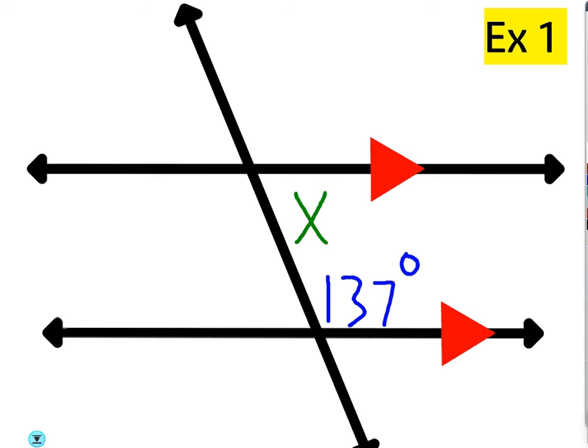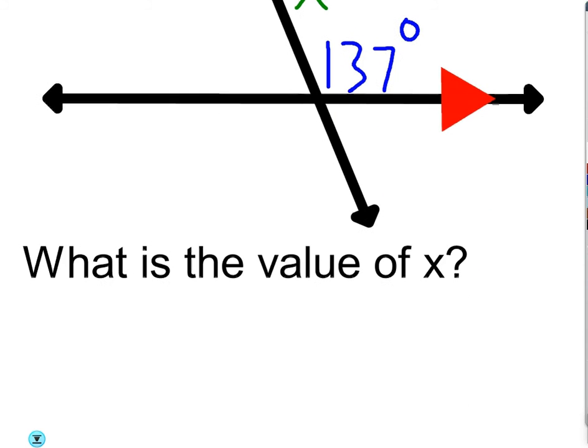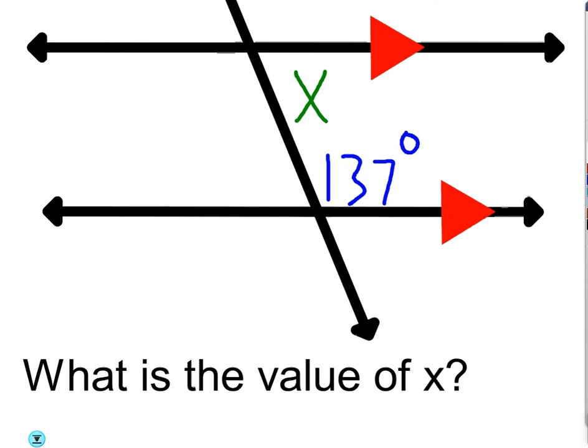Yep. So x plus 137 is equal to 180, and we know that because of 2 reasons. These are parallel lines based on those symbols, and so we just proved that consecutive interior angles add up to 180. So x plus 137 must be equal to 180.